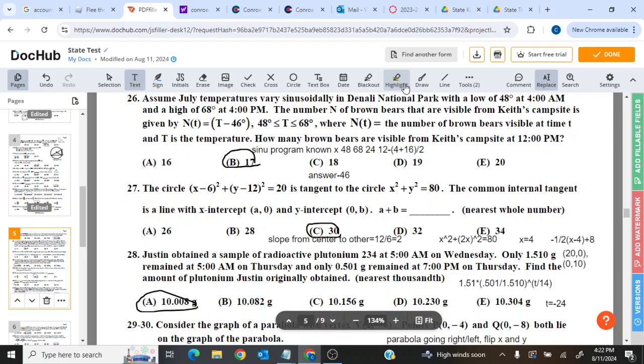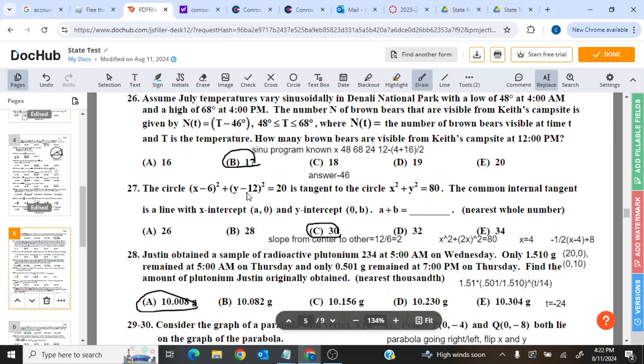Well, to go from the center of this circle right here, this circle is centered at (0, 0). This circle is clearly centered at (6, 12). So in other words, you need to go up 12 and to the right 6. So your slope is 2.